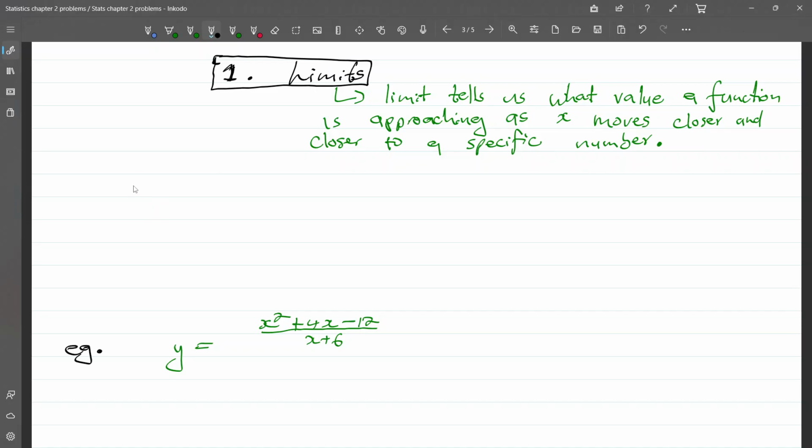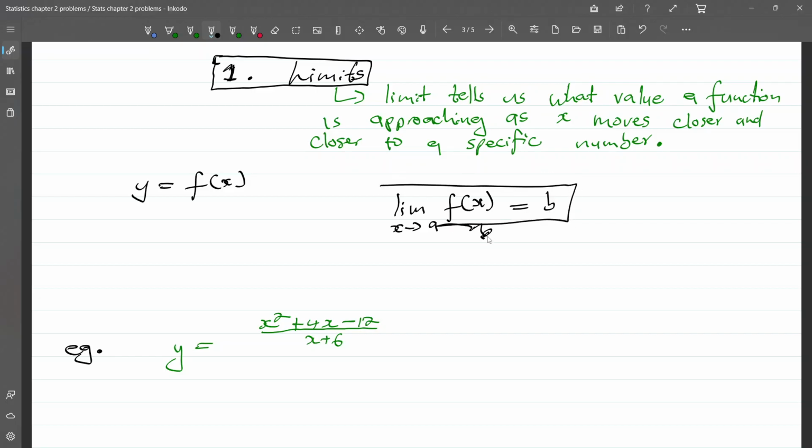Let's just say you have y equals f of x. I don't know if you'll see this in your grade 12 books, but surely you'll see it in university, so I'll just explain this one. You don't need to worry too much about it, but just understand what it is telling you. It says the limit of f of x as x approaches a is equal to b.